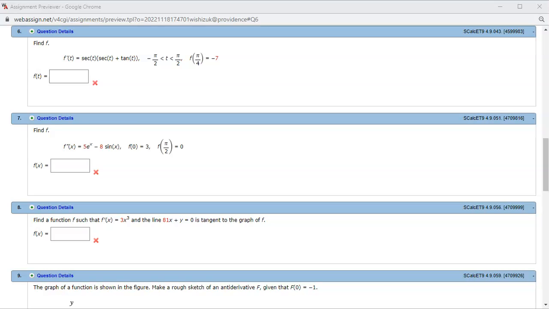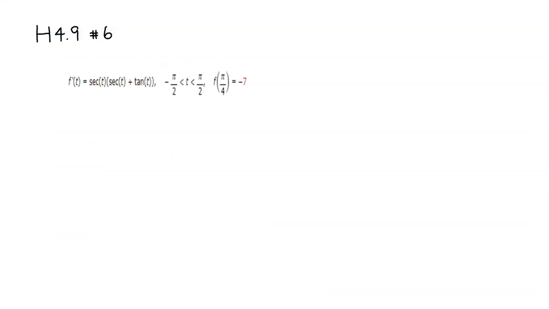Alright, let's look at homework 4.9, problem number 6. Given the derivative, we want to find the original function. So let's do that. We want to find f of t.